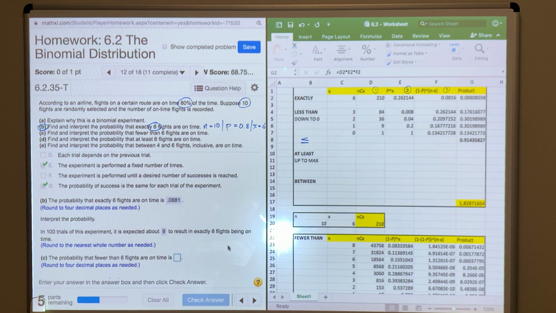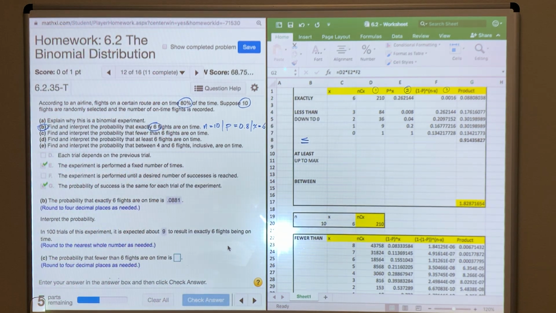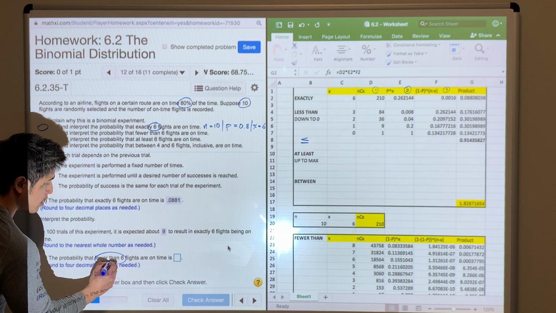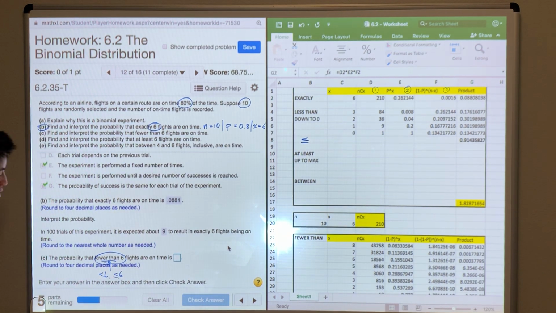Here we go. The probability that fewer than 6 flights are on time. Okay, fewer than. What is that? That's another way of saying less than. One thing to think about is the phrase fewer than, and this can really mess people up. Does fewer than mean less than 6 or less than or equal to 6? The answer is it's less than 6, fewer than 6.